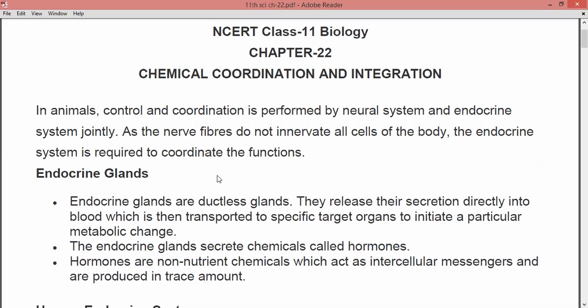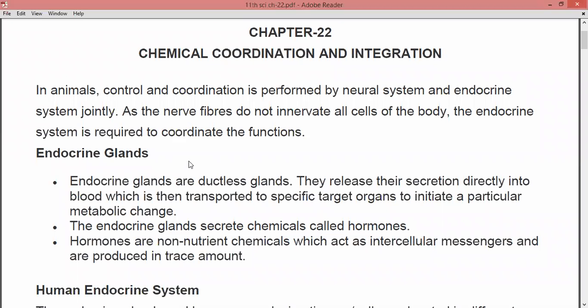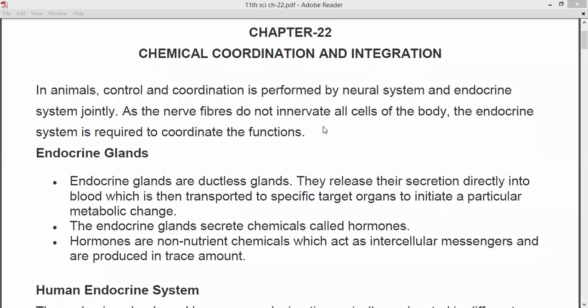So before going to the main endocrine glands, first we need to know what exactly an endocrine gland is, right? Endocrine glands are ductless glands. Ductless glands means what? The glands which do not pour their secretion into specific ducts. That means they do not have special ducts for carrying their secretion, right? So for this reason, endocrine glands release their secretion directly into the blood.